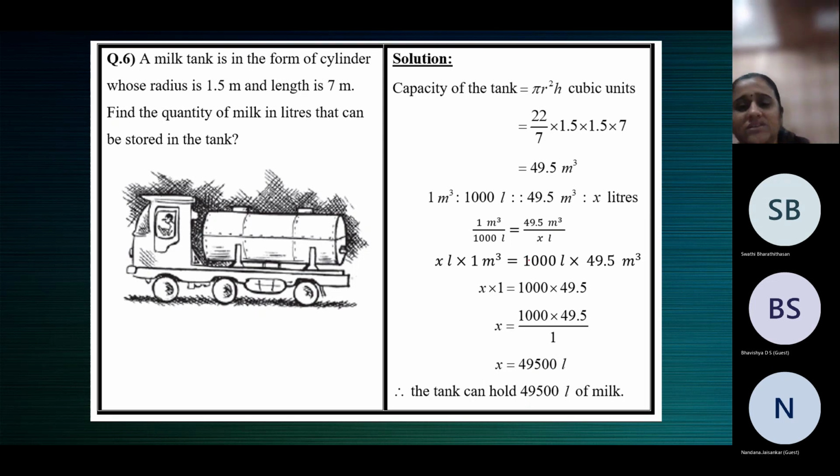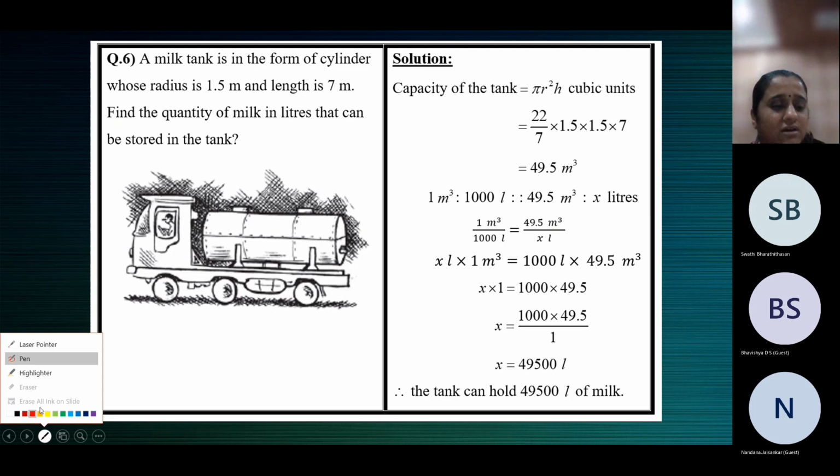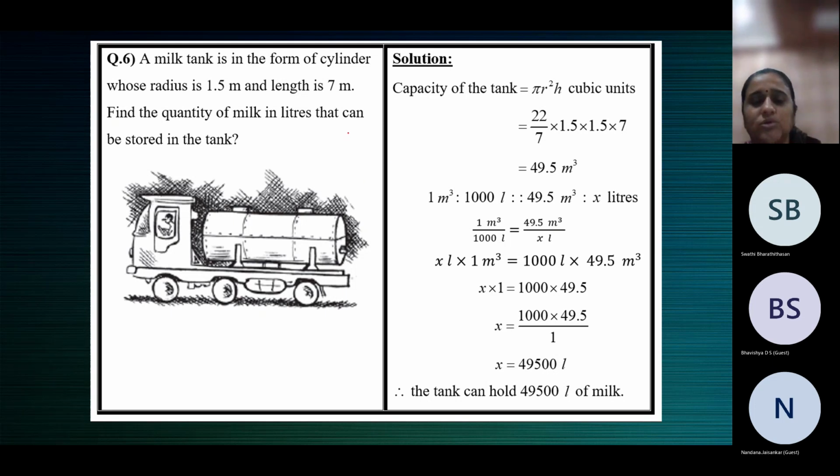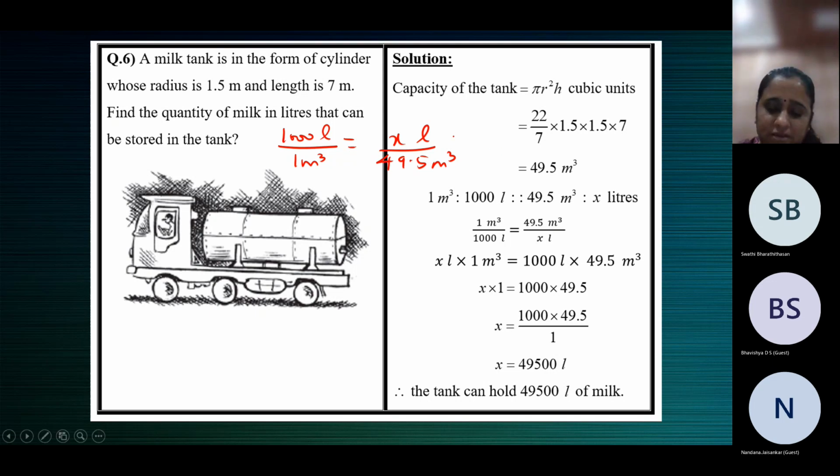See, children, you can write this straight away also. If you don't want to write the proportion, you can also write like this. 1000 liters is 1 meter cubed. Then how many liters is 49.5 meter cube? You can write this straight away like this and cross multiply.